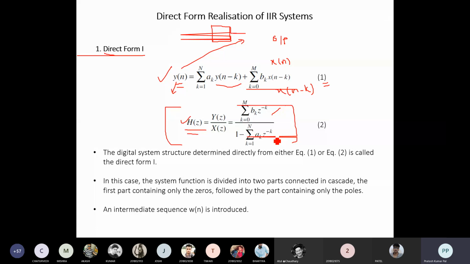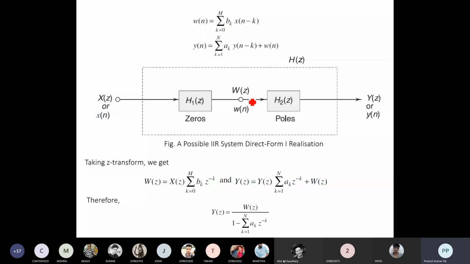Okay, so after representing these two separately, we will make sure that w of n represents your zeros value. So w of n represents the upper part, and y of n, from equation 1, will be given by this term plus w of n.